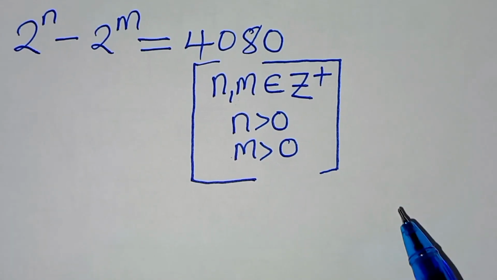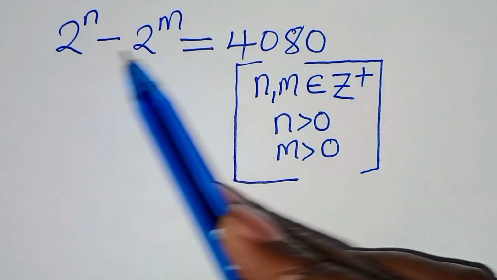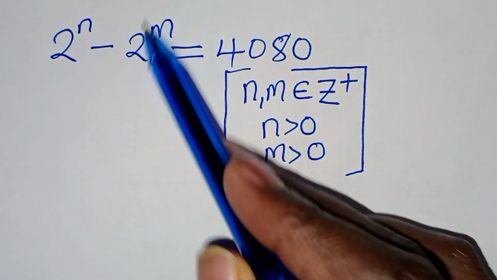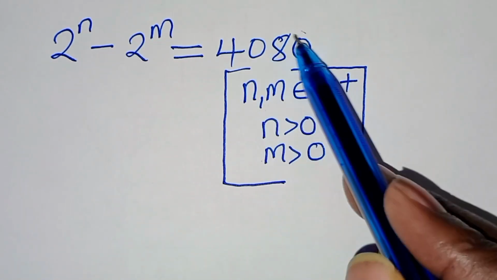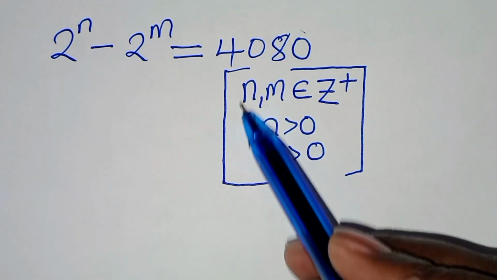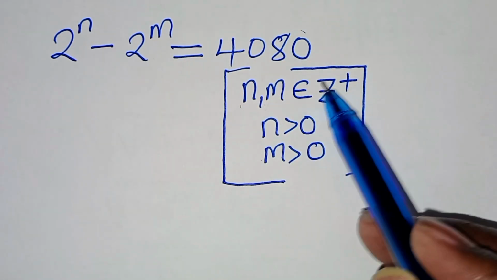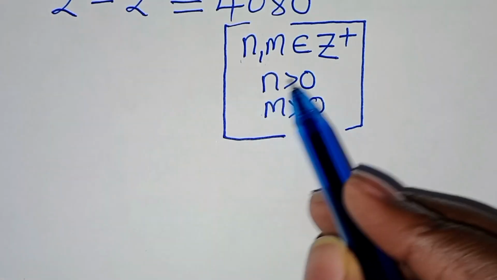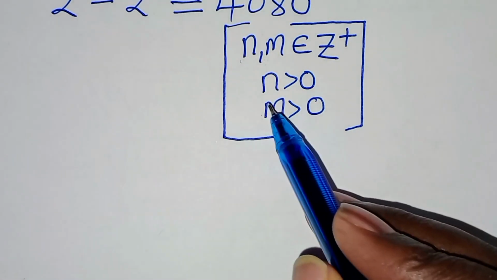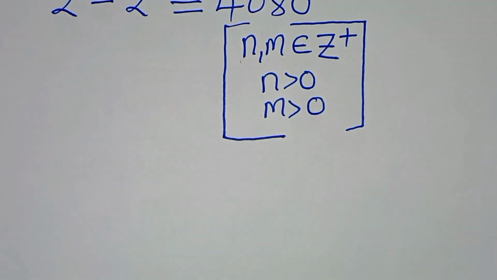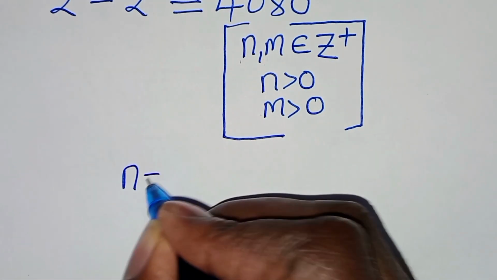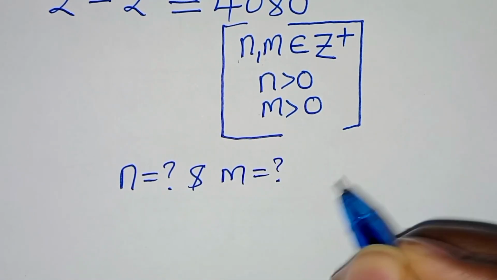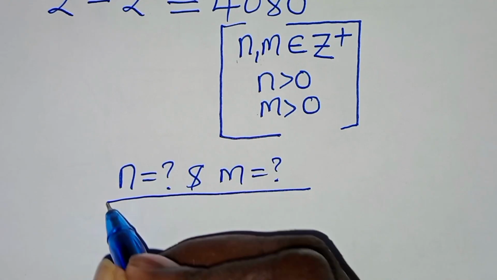Hello everyone, you're welcome to solve this nice algebra problem: 2 to the power of n minus 2 to the power of m is equal to 4080. Given that n and m are positive integers, with n greater than 0 and m greater than 0, what is the value of n and what is the value of m? So let's provide a solution from here.